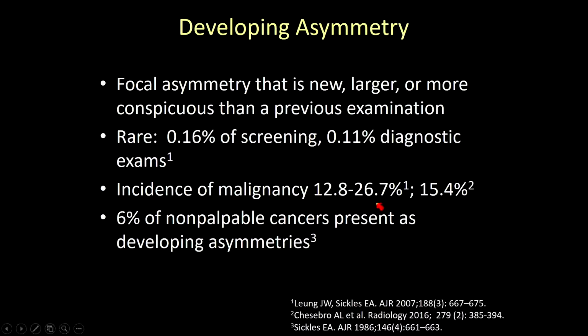And this study here from our institution, led by one of our former fellows, Alison Chesbrough, showed a 15.4% malignancy rate for our developing asymmetries, and that was in a mixed screening and diagnostic population. So it was a much more significant finding for the patient. 6% of our non-palpable cancers present as developing asymmetries, so it's an uncommon manifestation of breast cancer.